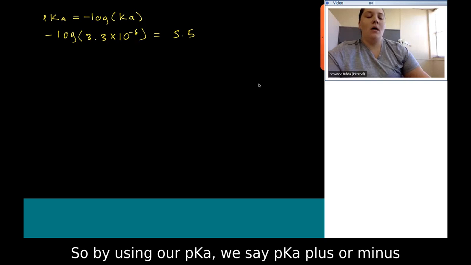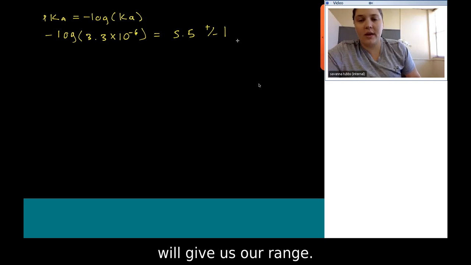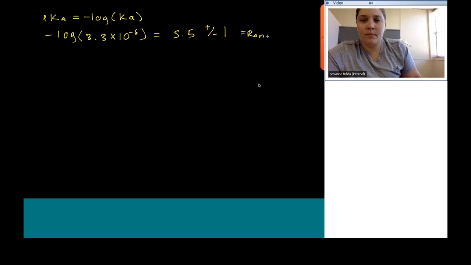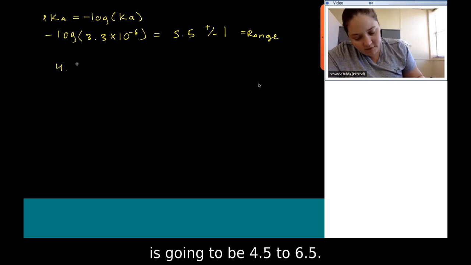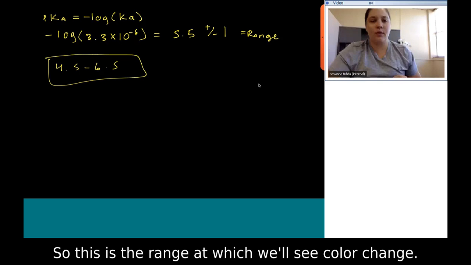So by using our pKa, we say the pKa plus or minus 1 will give us our range. So the range at which it will change color is going to be 4.5 to 6.5. So this is the range at which we'll see color change.